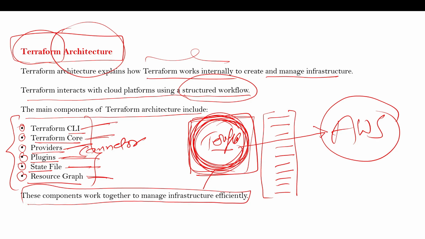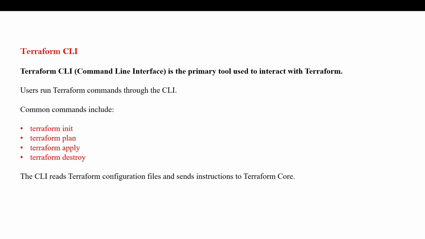So it means when you are running Terraform for provisioning of the cloud and infrastructure resources, these are the different components that participate in the Terraform execution. Right. So what is Terraform CLI? CLI is simple. It is a command line interface, right?